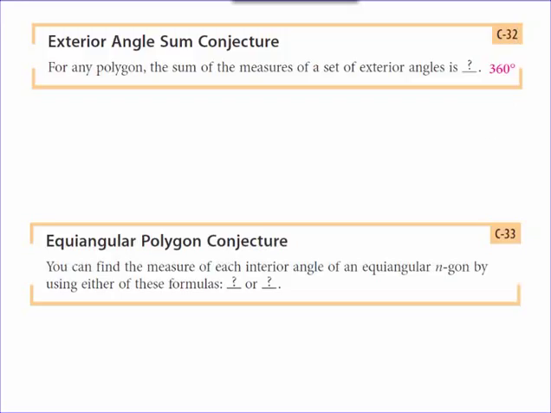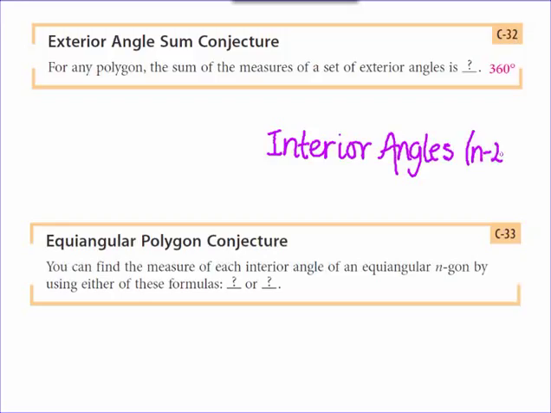Let's review real quick. What was the sum of the measures of the interior angles? So exterior is 360. Do we remember what the interior angles was? How do we find the interior angles of the polygon's sum? So what was that? (n minus 2) times 180. Okay, so the interior angles change.